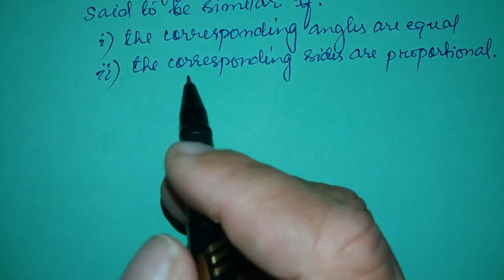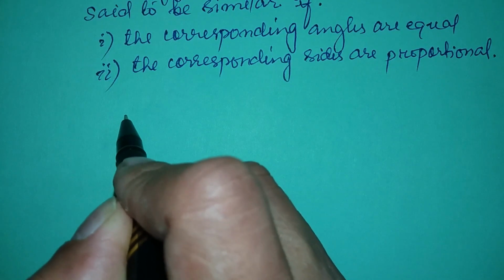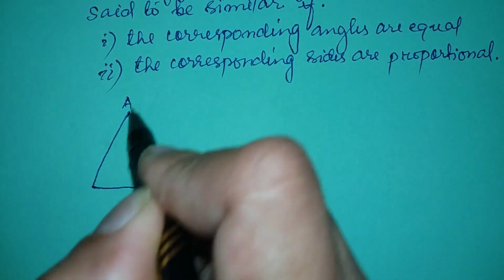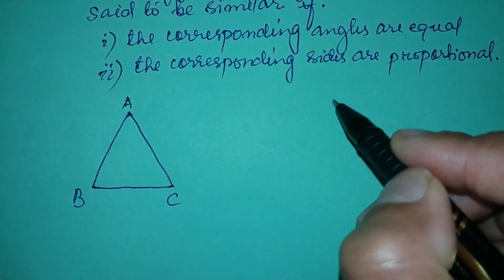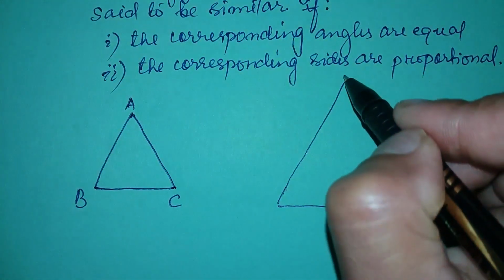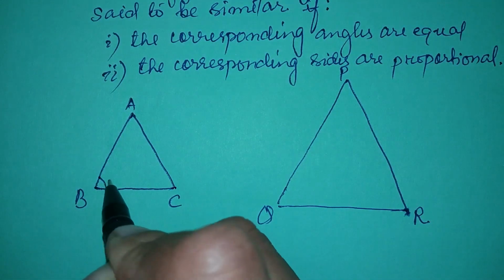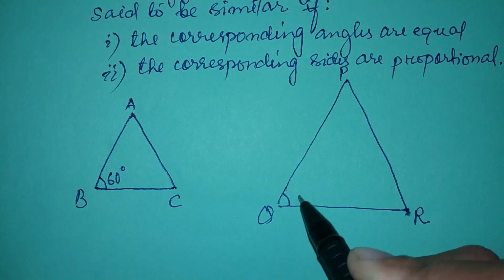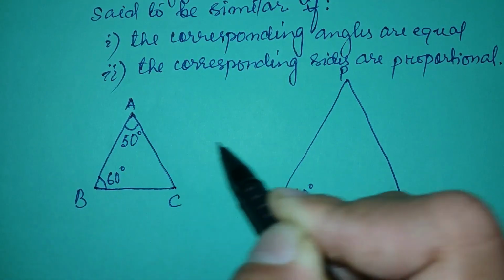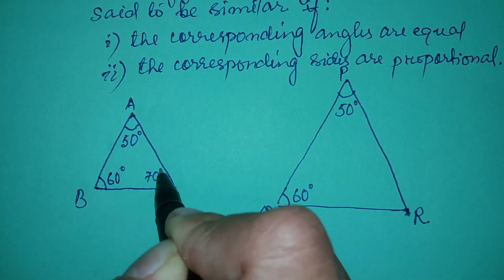I'm going to explain what is meant by this. Let's take a polygon having 3 sides, that is a triangle. Let's draw a triangle here and call this ABC, and then another triangle here, let's call it PQR. Now let's say this is 60 degree and this one is also 60 degree, and let's suppose that this is 50 degree, and this one 50 degree.